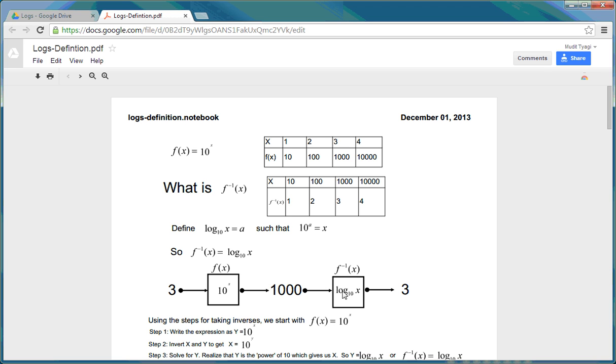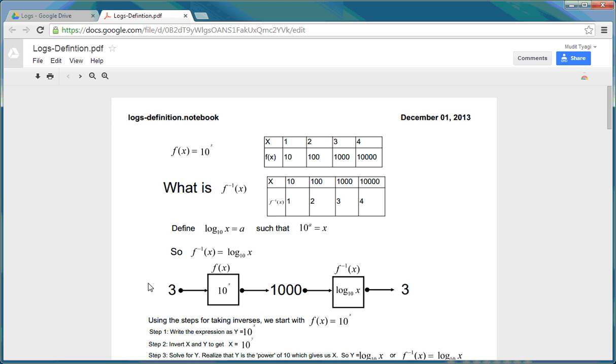So log of 1,000 to base 10 is the exponent by which we need to raise 10 in order to get 1,000. So what is that exponent? The power of 10, which yields 1,000. Well, 10 to the 3 is 1,000. So log of 1,000 to base 10 is equal to 3.